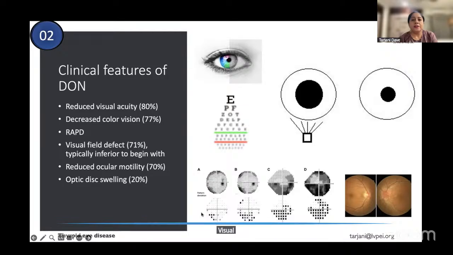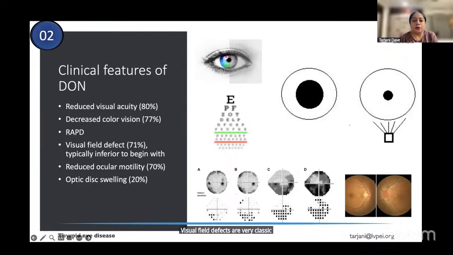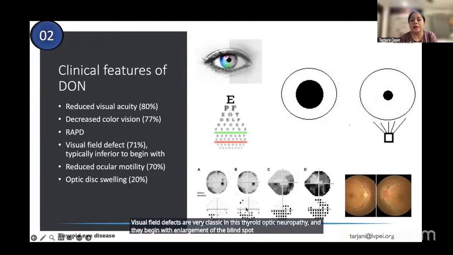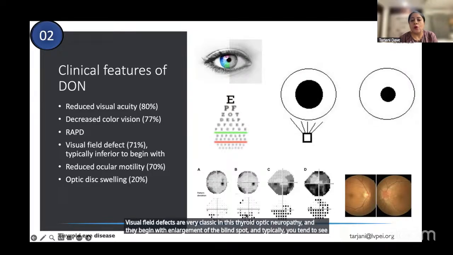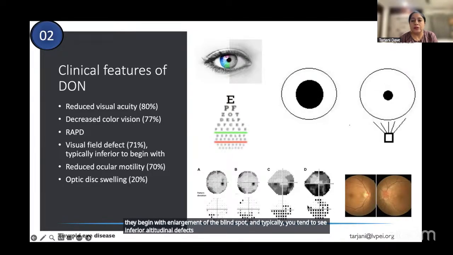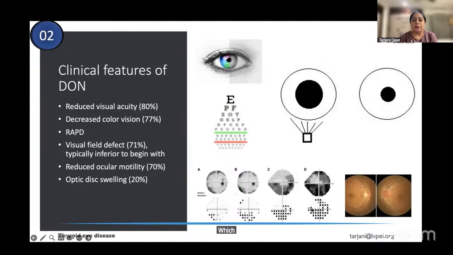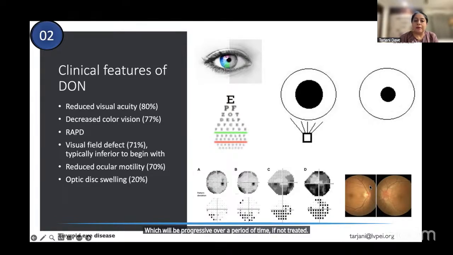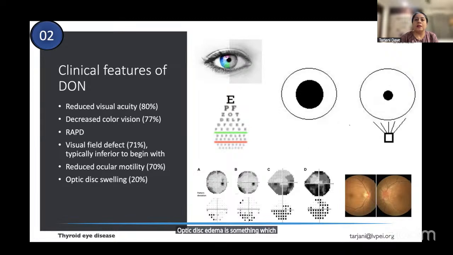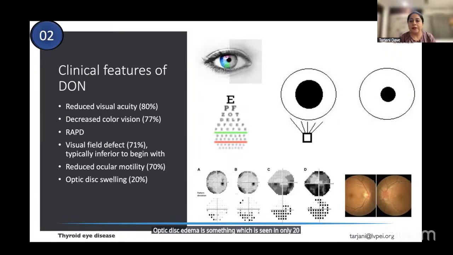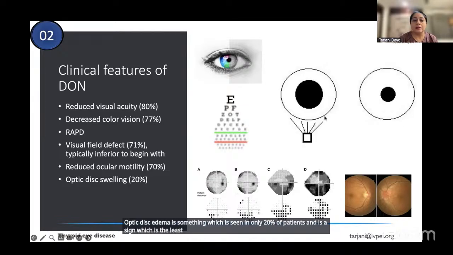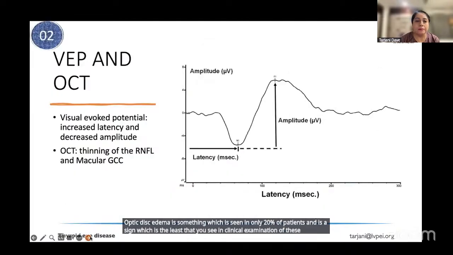Visual field defects are very classic in dysthyroid optic neuropathy, and they begin with enlargement of the blind spot. And typically, you tend to see inferior altitudinal defects in these patients, which will be progressive over a period of time if not treated. Optic disc edema is seen in only 20% of patients and is the sign which is the least that you see in clinical examination of these patients.